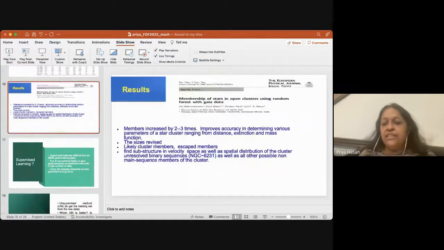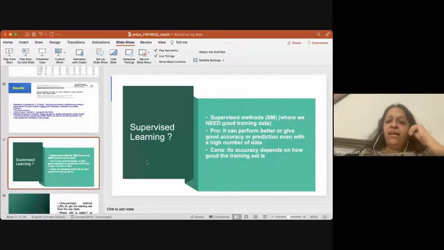So the results you can see is that we increase the membership by 2 to 3 times. We improve the accuracy and determination of various parameters. The sizes are revised, as well as substructure is found. But the problem with the supervised technique is that you have to have a lot of confidence in your training data set. And therefore, the question was, would it run better if we were to do it without a training set, which is called unsupervised learning. So in unsupervised learning, we do not assume a training set or a data set of members.